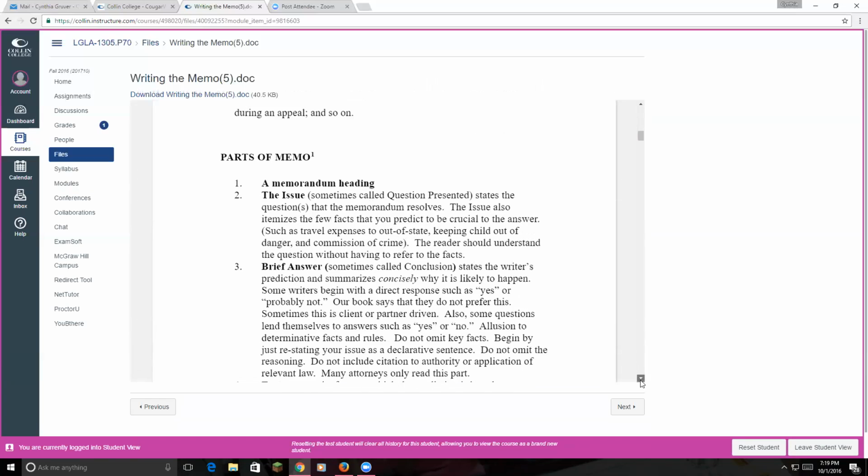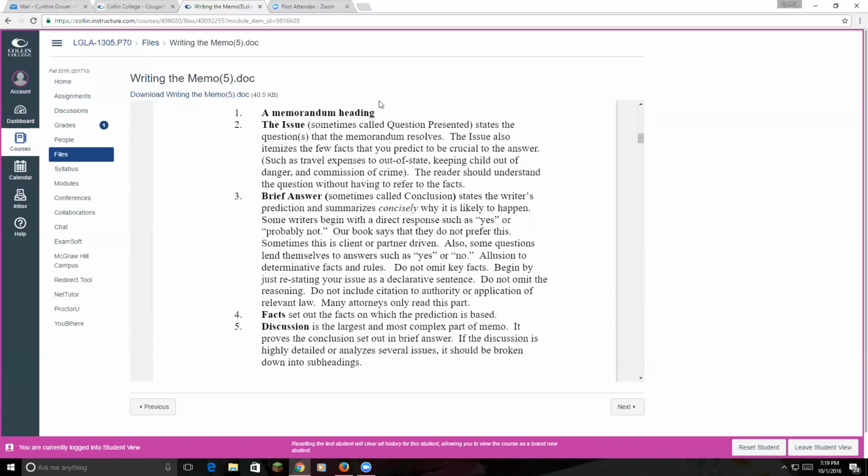So let's go through the parts of the memo. We already talked about the heading. This is a little quirky what this instructor does. He says the facts are down here, which wouldn't be that unusual, but in his actual example, he puts the facts under the heading before the issue. And here he's acting as if there's just one issue. And that's not unusual. There will be times where there is just one issue.